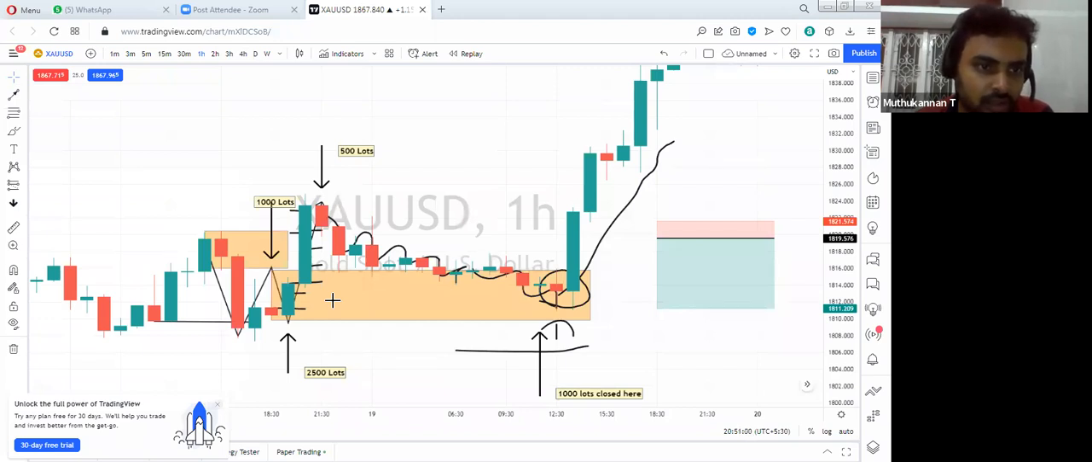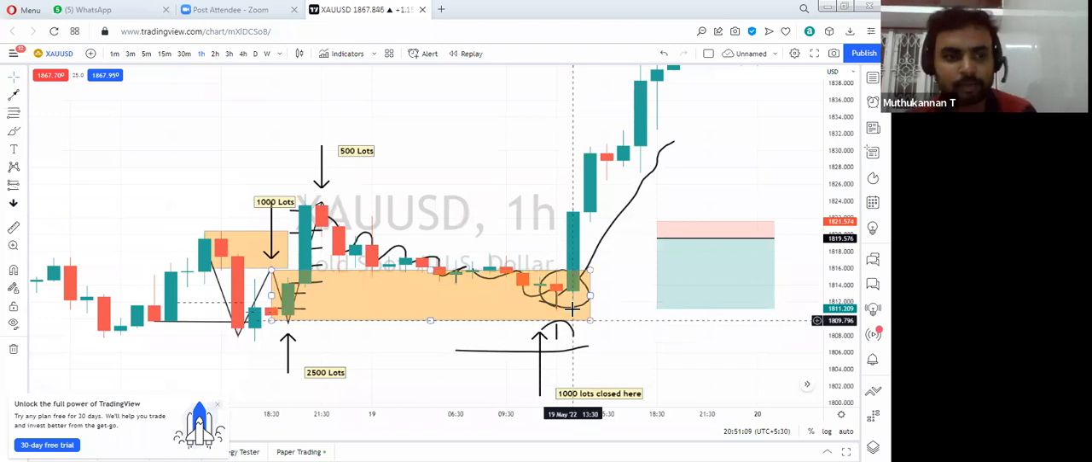Okay, Ajay sir is asking, in the mitigation point, there is a bearish candle. Can we consider that candle as an OB? Yes, you can consider this as an OB. Now, yes, there's a very good point.